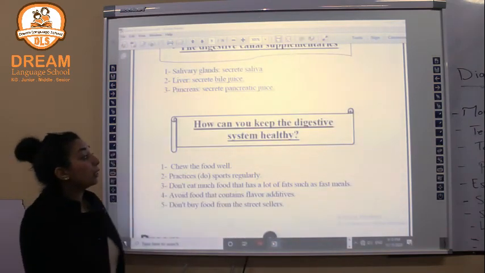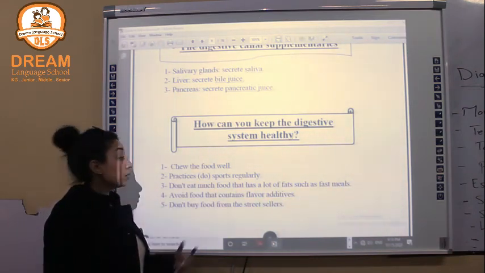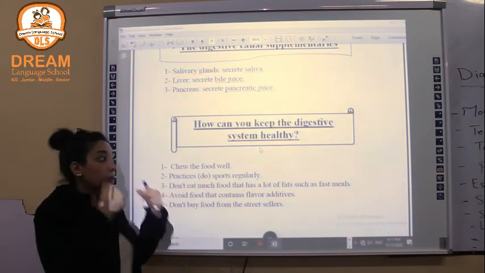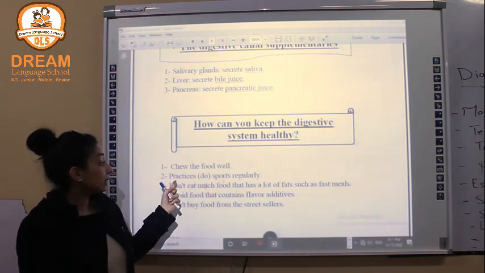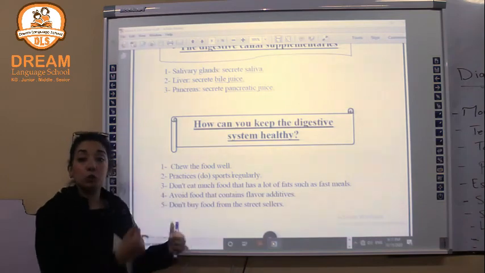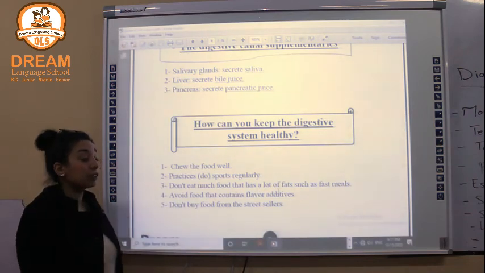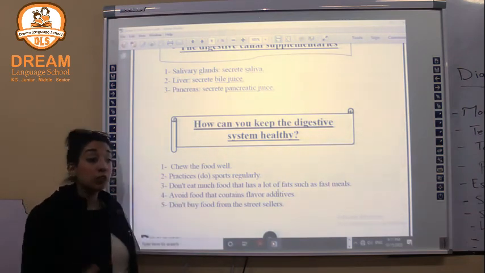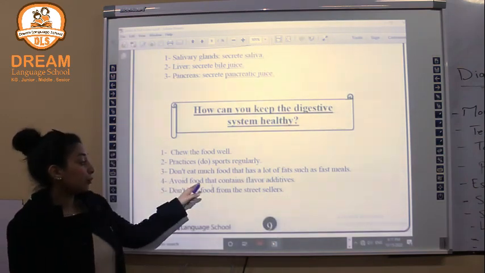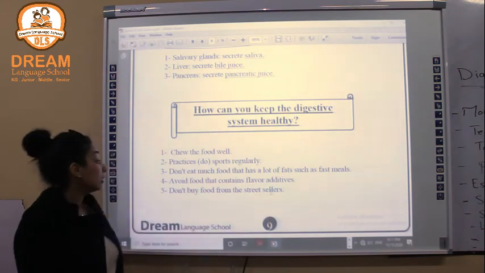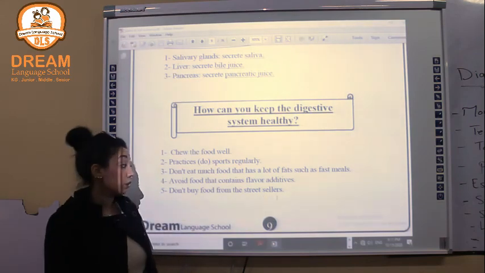The last thing, how can you keep the digestive system healthy? How to maintain our digestive system? Chew the food well. You have to grind the food very well to make it into smaller pieces to help the rest of the organs. Practice or do sports regularly. You have to do sports to be healthy. Don't eat much food that has a lot of fats. Don't eat fast food, junk food, because it has a lot of fats. It's unhealthy food. Avoid food that contains food flavors like chips. Don't buy food from street sellers. Don't buy any food from anyone on the street.